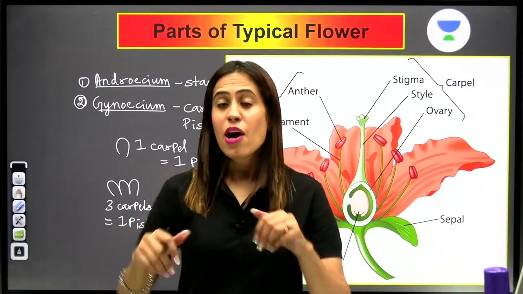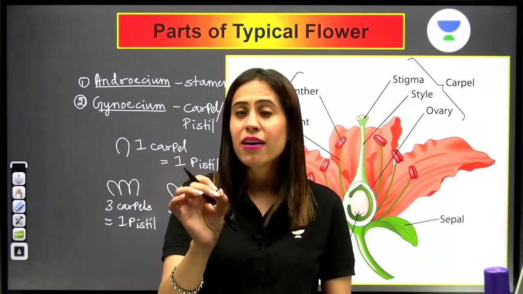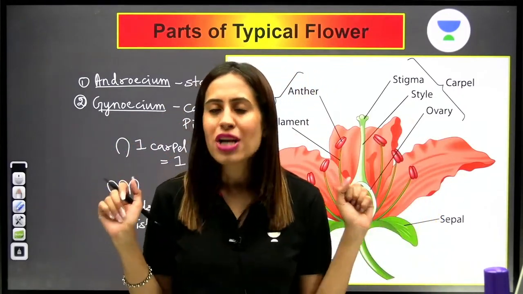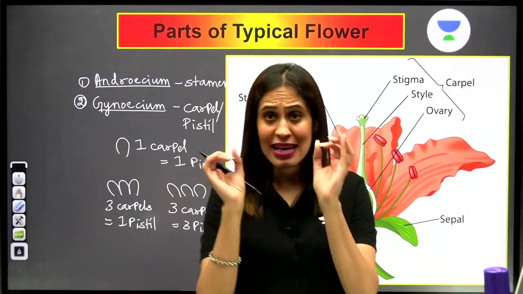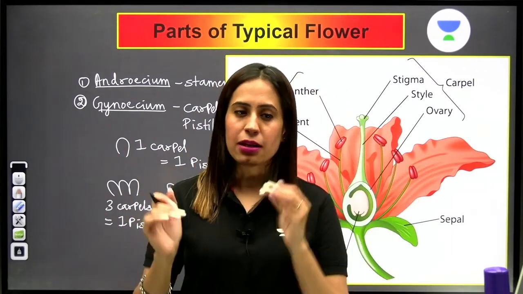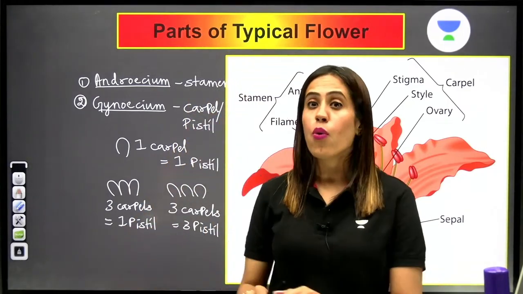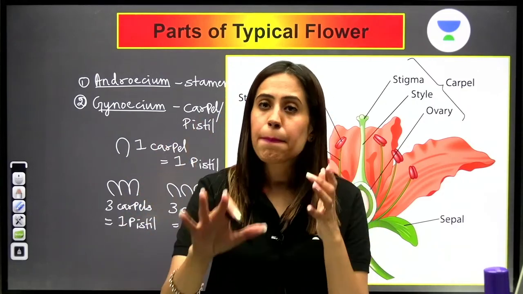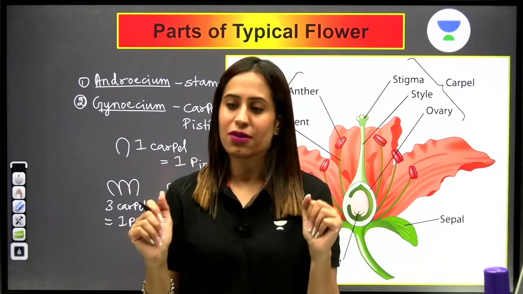So that means when the carpels are fused, then the terms carpel and pistil cannot be used interchangeably. Yes, you cannot use the terms carpel and pistil interchangeably. In which case? Where the carpels are fused, right?